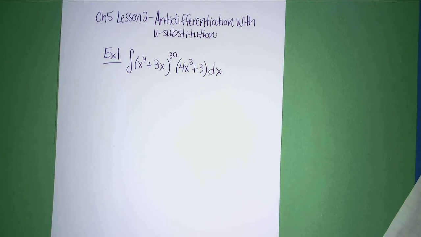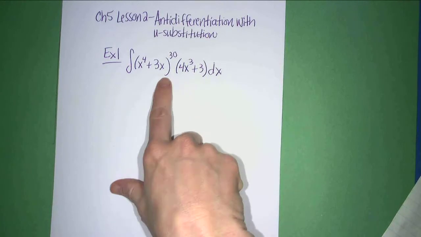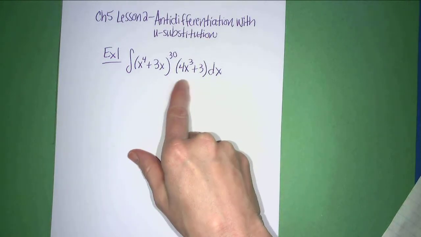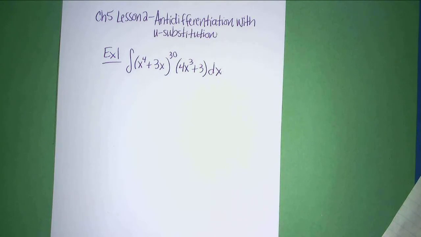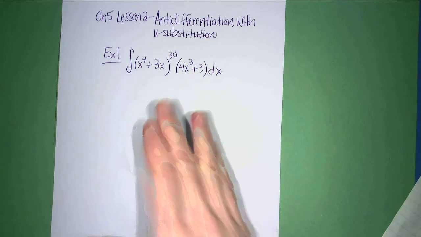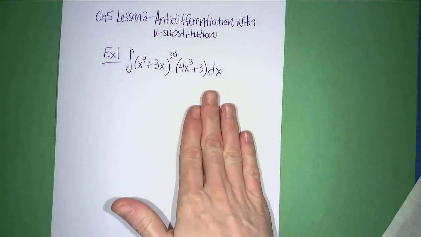Hello everyone, we're here today for Chapter 5, Lesson 2. The title is Anti-Differentiation with U Substitution. So we're going to take the basic anti-differentiation we did in the last video, and we're going to up it a notch to something that looks a little bit more complicated, a little bit more than just a power rule in reverse. So if you take a look at this problem, it looks pretty crazy.